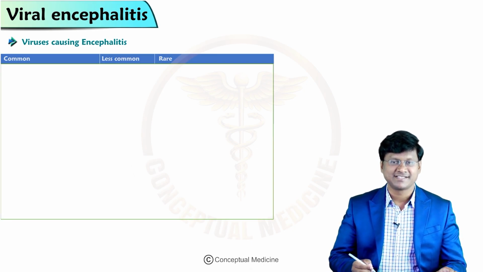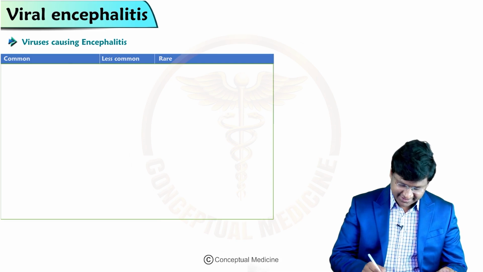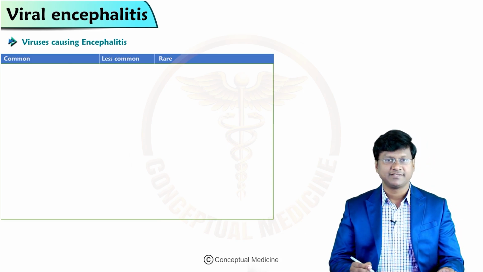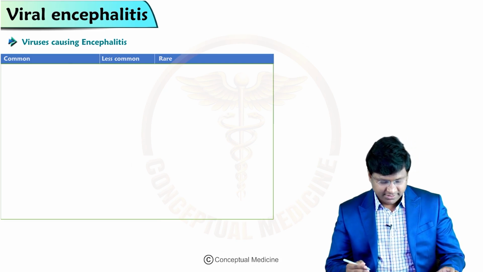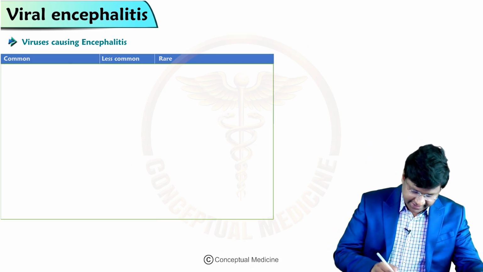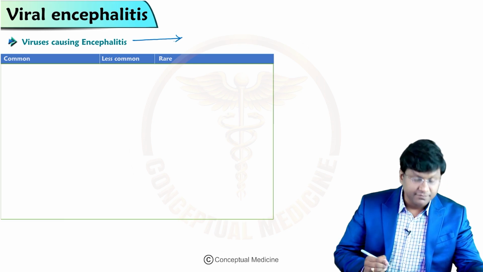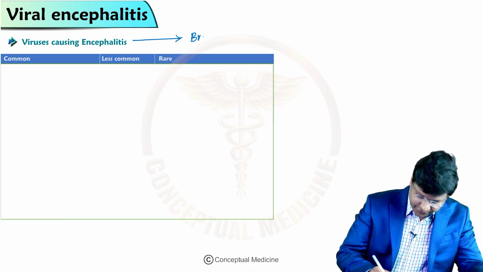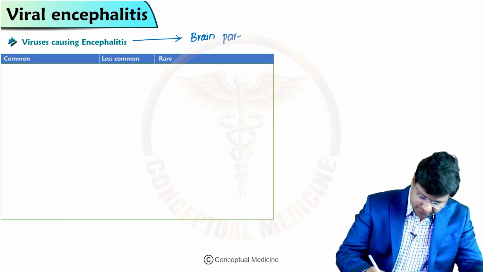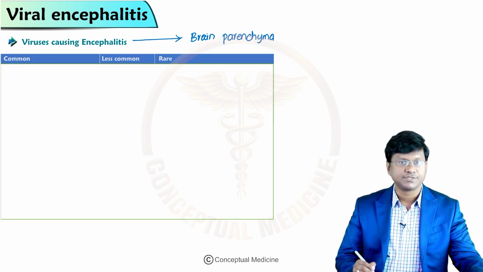In this session I will be discussing a very important topic in neurology, that is viral encephalitis. So you need to know what are the viruses causing encephalitis. First of all, what is encephalitis? It is the inflammation of the encephalon, that is inflammation of the brain parenchyma. Right, so that is what is called encephalitis.